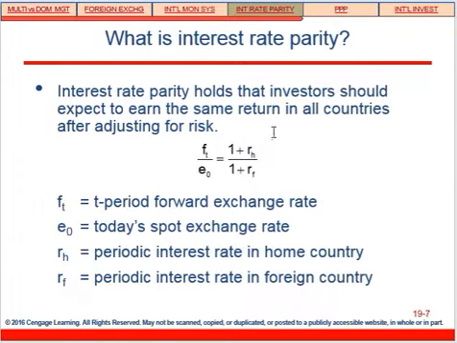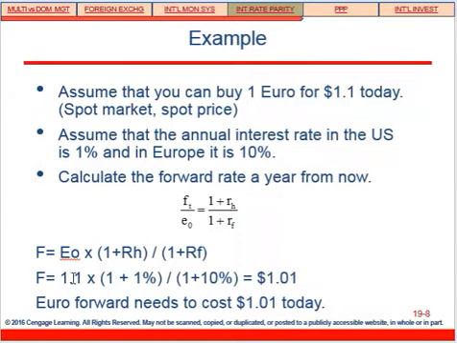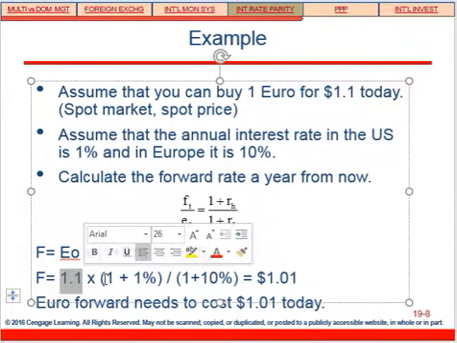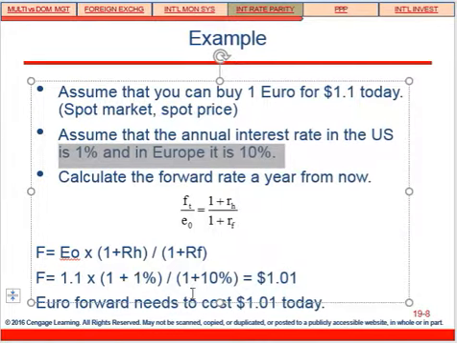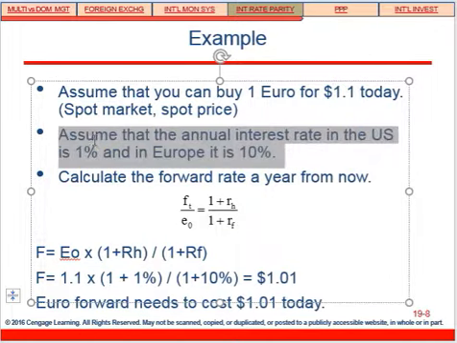According to the formula, we are going to multiply the spot price by 1 plus the home currency's interest rate. In the US, home, it's 1%. Divide by 1 plus 10%, which is what's in Europe. So the euro forward rate needs to cost $1.01. So if you are going to shake hands with someone in this interest rate environment, the forward rate price is pretty much fixed by the spot price of today and by the interest rates. And I'm going to show you why that's the case.